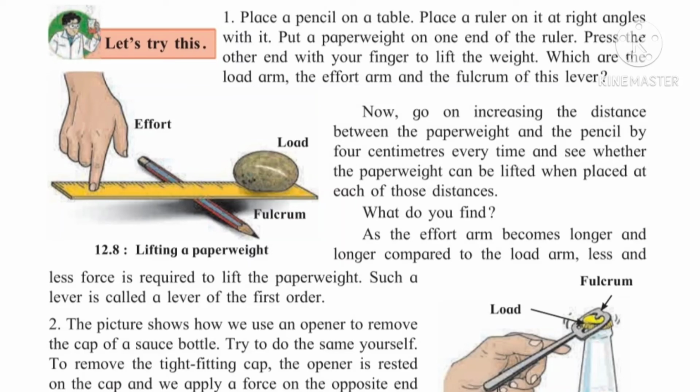So how do we detect that it is a first order lever? The fulcrum is at the center. Yes, the support is at the center, the load is to one side and the effort is to the other side. So it is a lever of first order. Understood? Now let's see the next order.